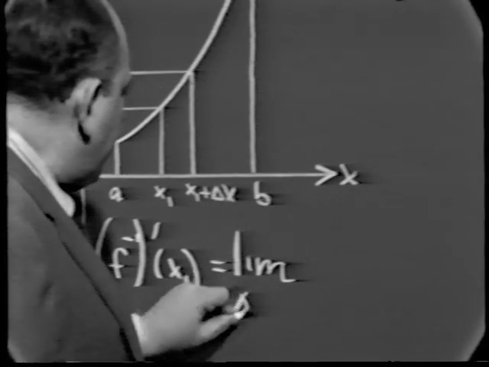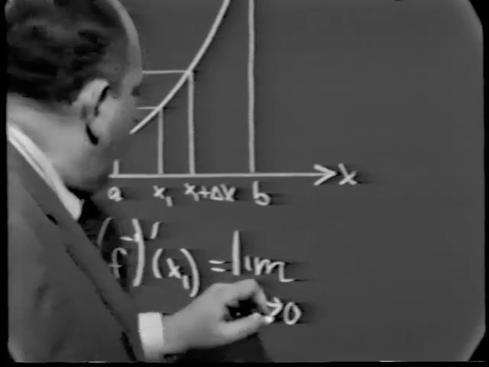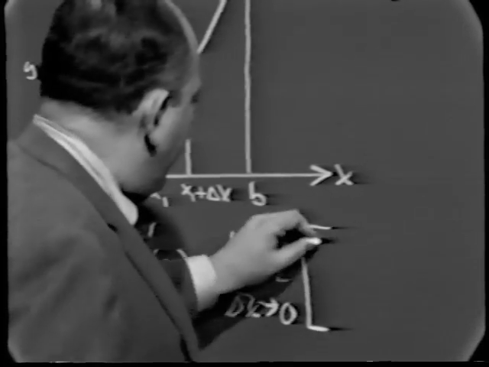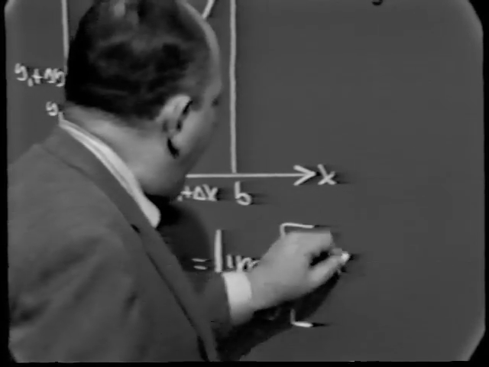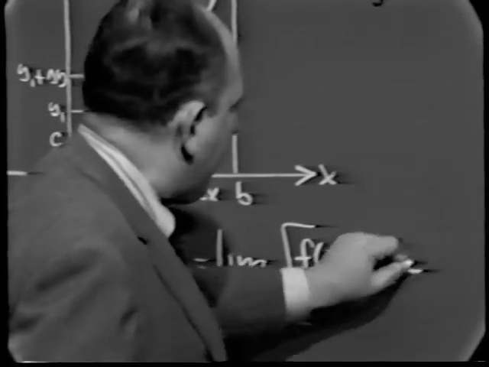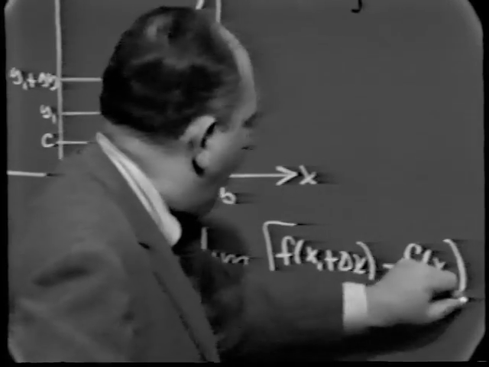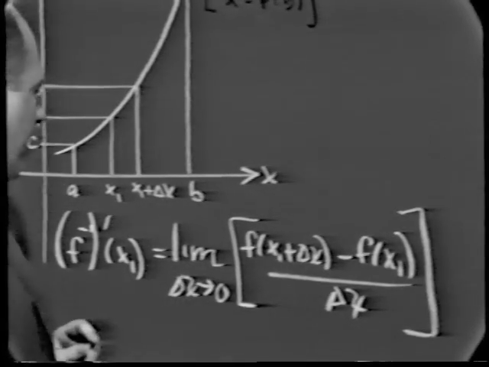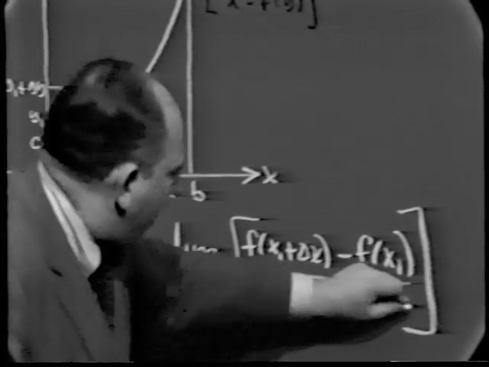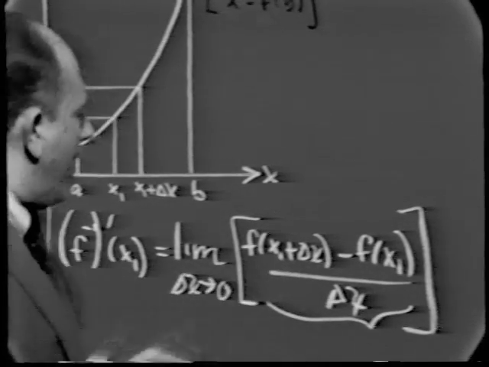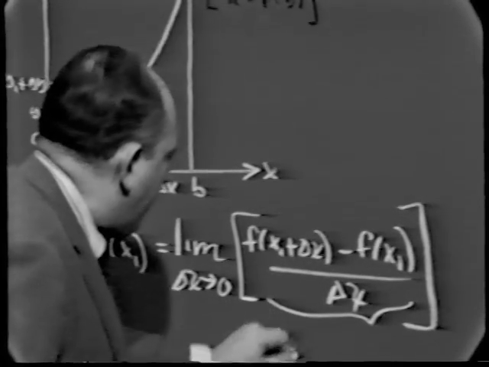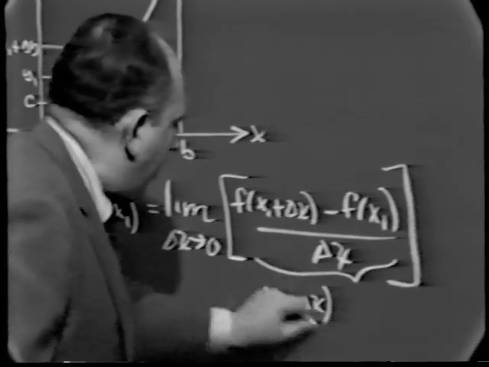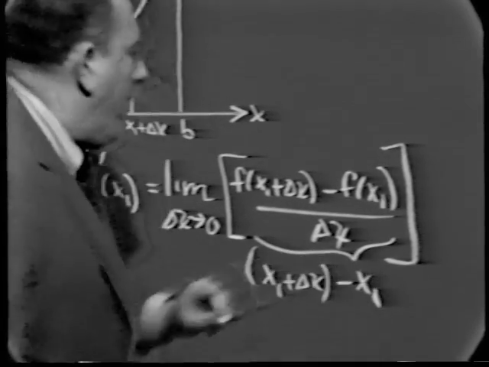And the answer is that, by definition, it's just what? It's the limit as delta x approaches 0. Same definition as before. f inverse of x1 plus delta x minus f inverse of x1 over delta x. Okay? And in fact, if you want to write that a little bit more explicitly, what is another way of writing delta x? Delta x, of course, is x1 plus delta x minus x1.